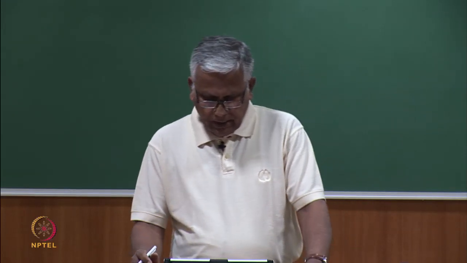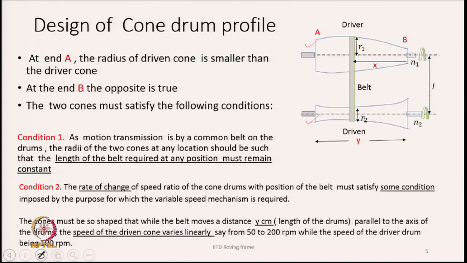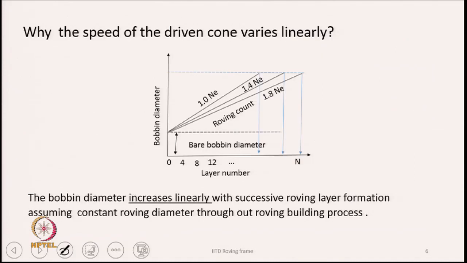Now, why does the speed of the driven cone drum vary linearly? It was stated earlier that the speed of the driven cone drum varies linearly from 50 to 200 rpm. The way we should design the profile is that the speed should change from 50 to 200 in a linear fashion. The question that arises is, why should it be linear? Because the bobbin diameter increases linearly with successive roving layer formations.